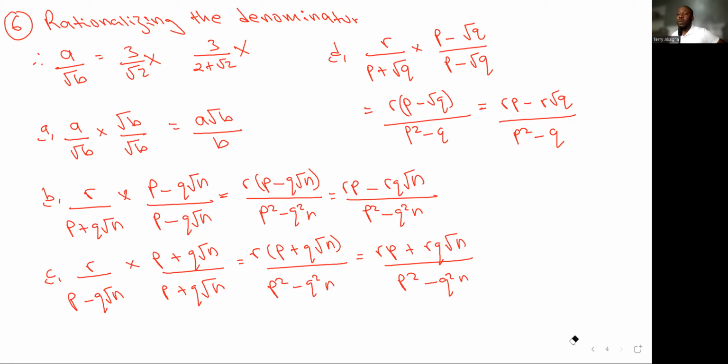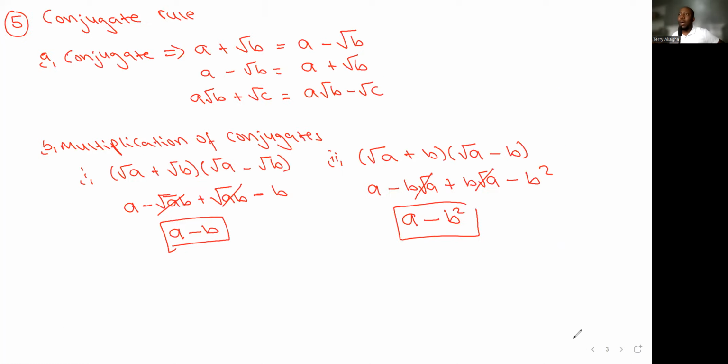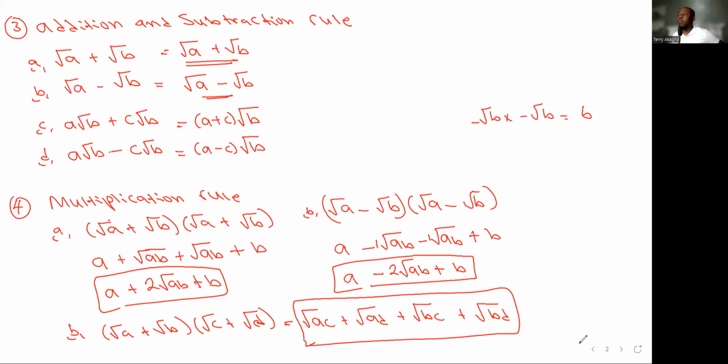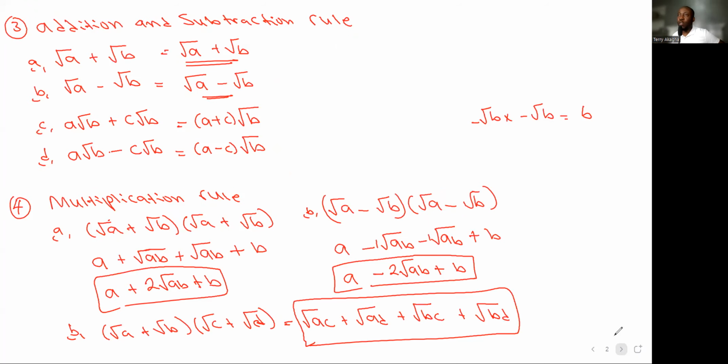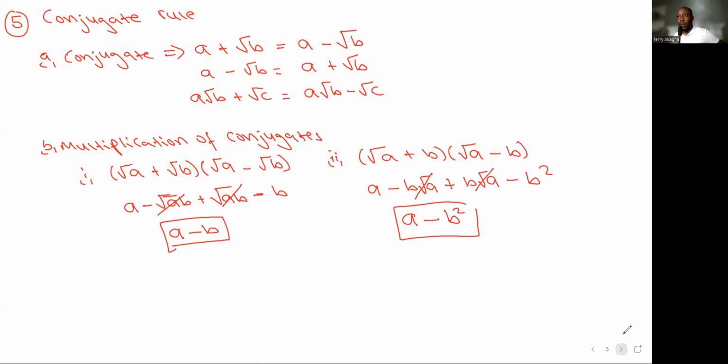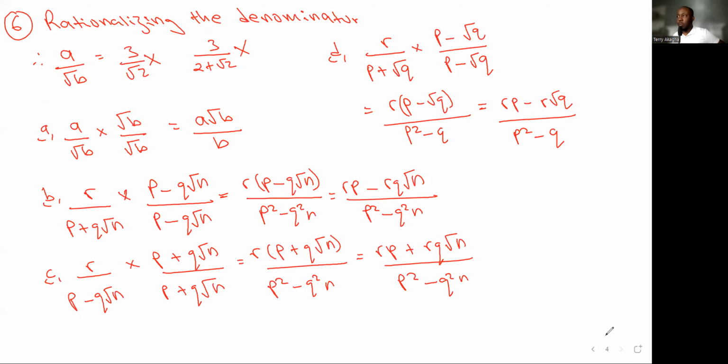Like I told you, I'm going to have each video in the series talk about each of them. The reason I made this video with all the rules is so that in case you want to revise before the exam or before a class test, you can just go to this video and quickly watch them and remind yourself of all the rules. So we have the product rule, the quotient rule, adding or subtracting, multiplying, and the conjugate. When you have a conjugate and multiply, the root disappears.